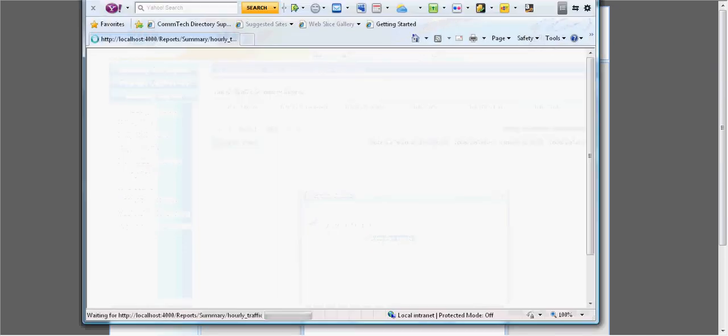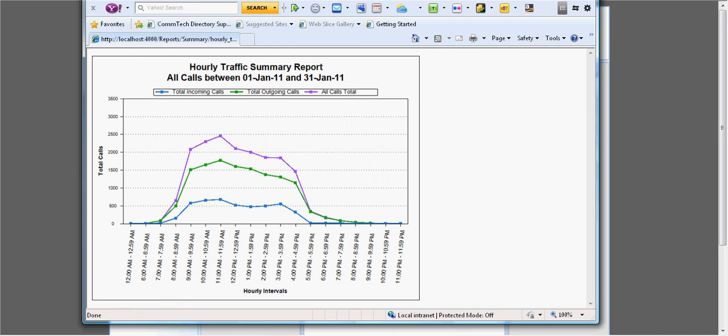And here for this summary report, it shows what your busy time of day is for, in this case, incoming calls, outgoing calls, and total calls. And this particular report, the hourly traffic summary report, can be used to help to influence your staffing, answering the question of how you schedule your staff for breaks, etc.